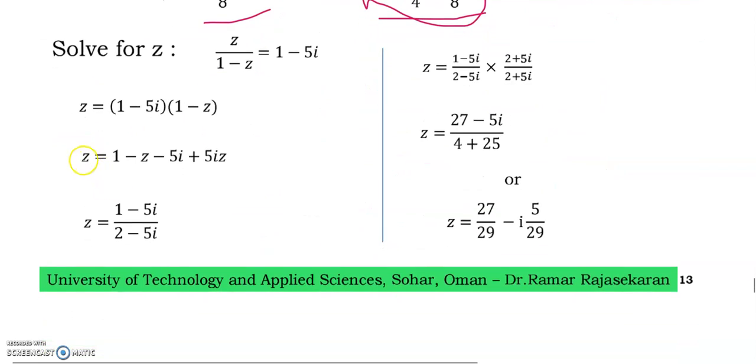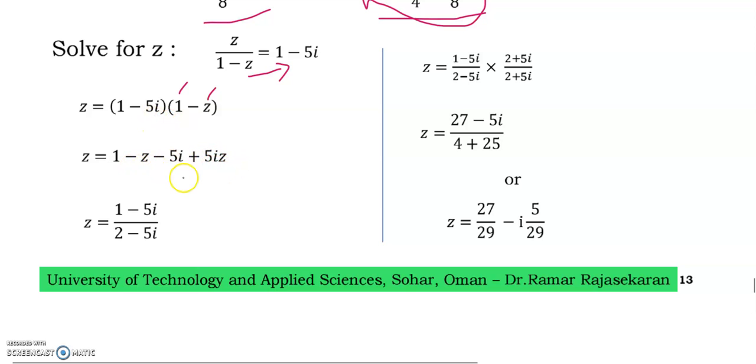Now here solve for z. Now z divided by (1 minus z) is equal to 1 minus 5i. We have to find the value of z. Okay, now here you cross multiply, so that you'll find z equal to (1 minus 5i) multiplied by (1 minus z). So now z is equal to, here you distribute: 1 multiplied by these, so 1 minus z, minus 5i multiplied with these two, means distribute. So minus 5i multiplied by 1, so minus 5i, minus 5i multiplied with minus z, so plus 5i z.